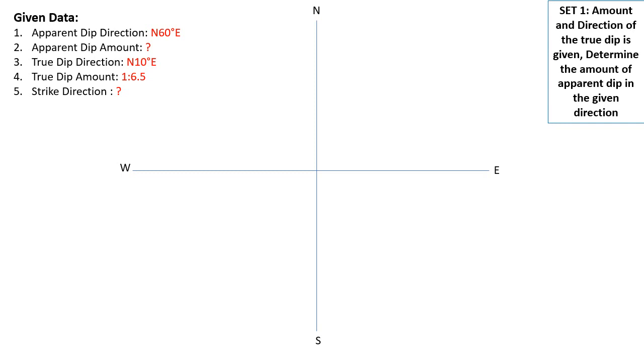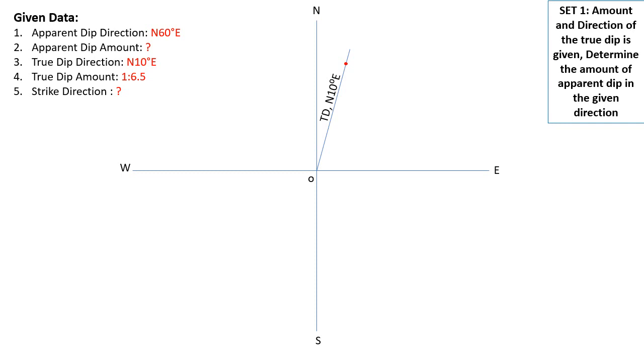Okay, so this step we have done, that is the drawing of the north, south, east, west line meeting at point O. Then see here, we have to draw the north 10° east direction, that is nothing but the true dip direction. Then what is the amount given on this direction? 1:6.5. Means along that line from point O we need to measure 6.5 centimeter distance. So that is your true dip amount.